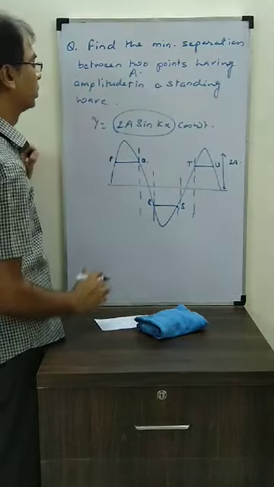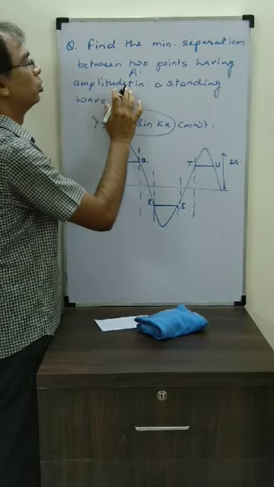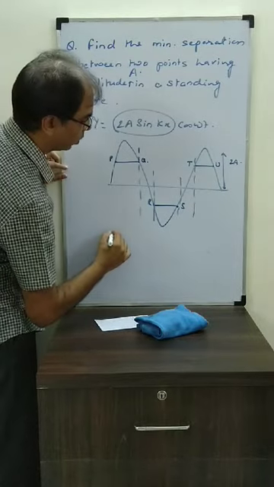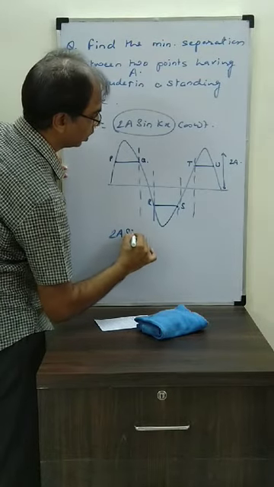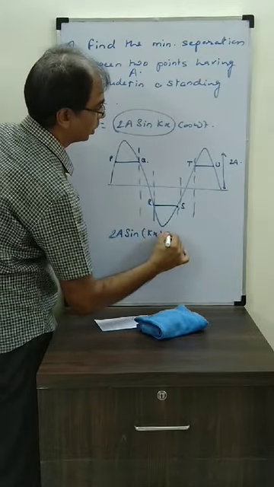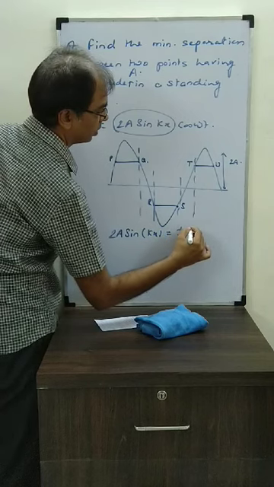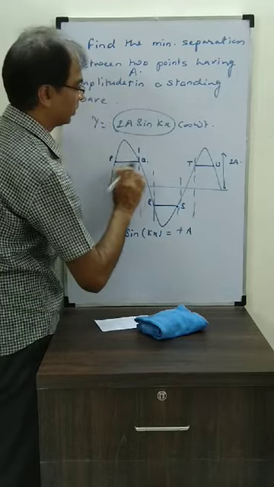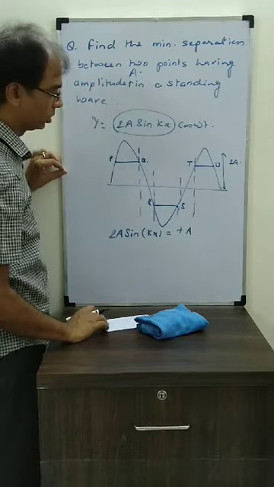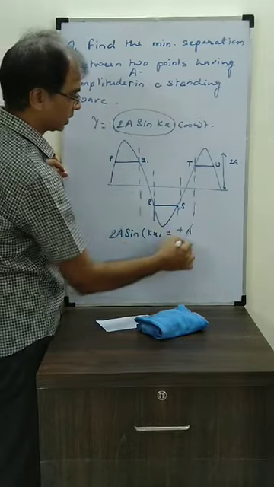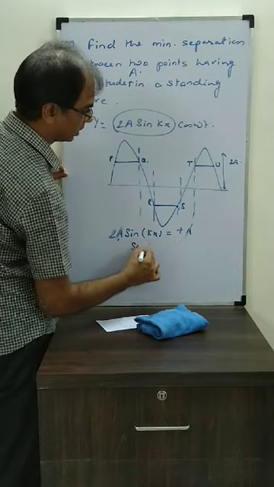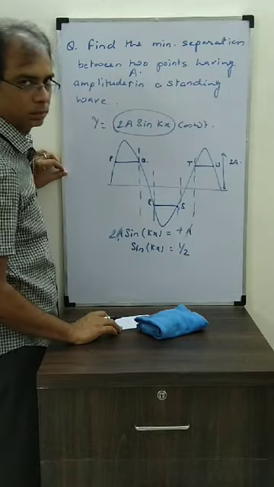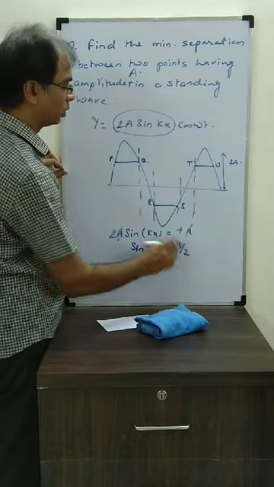Okay, so let's see now. Question says that 2 points where the amplitude is A, we have to find their positions. So what we'll do, we are going to equate 2a sin kx with plus or minus a actually. Do it for plus a. First let's find out between these 2 the separation. This and this get cancelled. It says sin kx equal to 1 by 2.